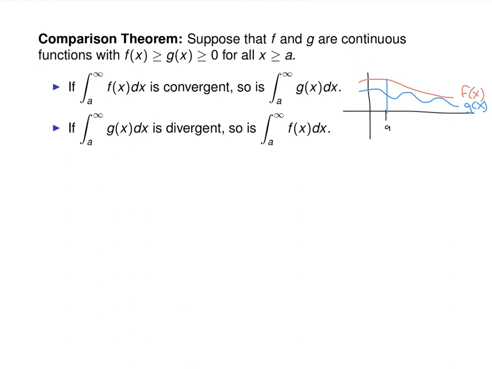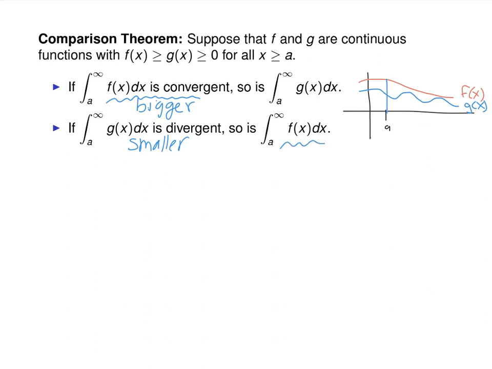If the integral from a to infinity of f of x dx is convergent, notice that that is the bigger area. If the bigger area is convergent, well then so is the smaller area. Absolutely has to be. And then reverse it. If the smaller area diverges, as in it's infinite, well then so is the one that's even larger than that.